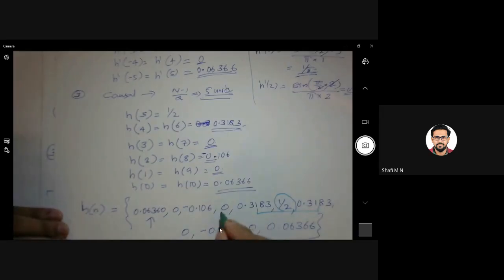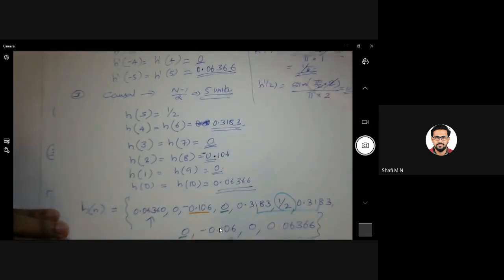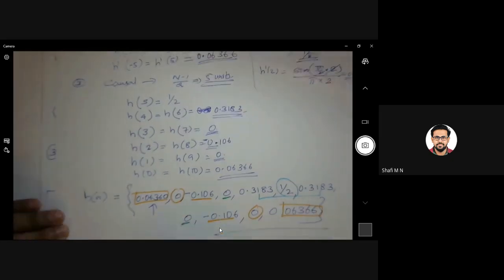Now this green color mark. Okay. Next, these 2 points are equal. Right? These 2 are equal. This is equal to the last. So this is symmetrical filter response we have obtained. So this is your designed filter.